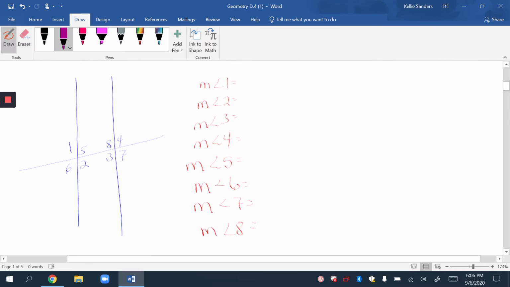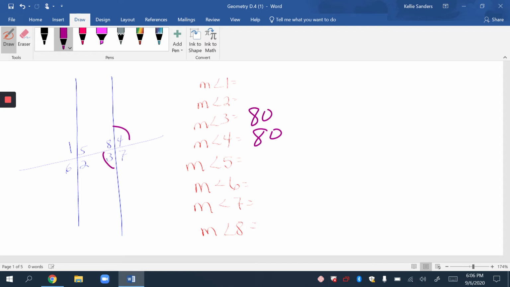Okay. So let's say angle 4 is 80 degrees. I just picked that out of the air, just 80 degrees. So if angle 4 is 80, that means there are going to be three other angles that are also 80. The easiest one would be the one that's vertical. So angle 3 is 80.